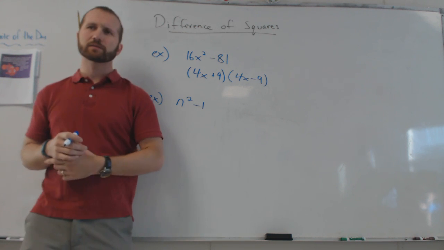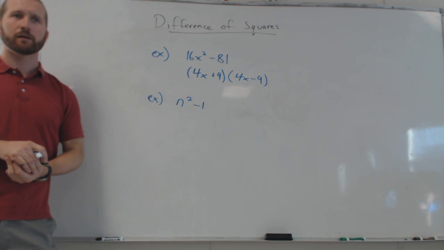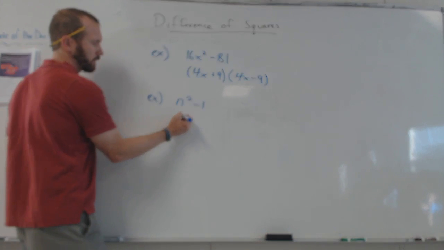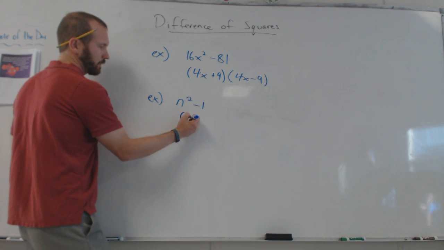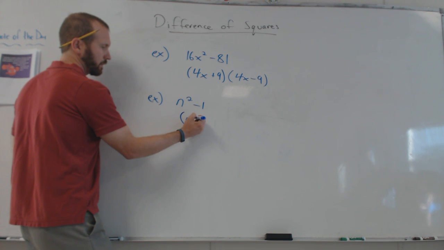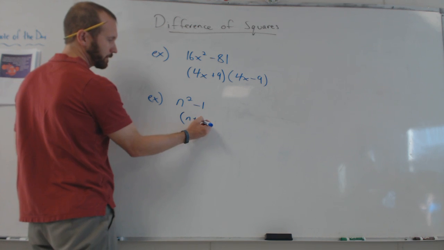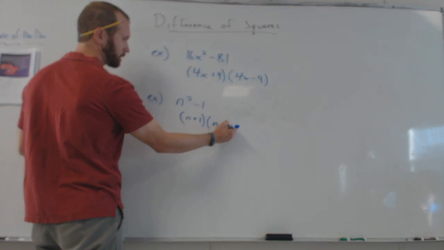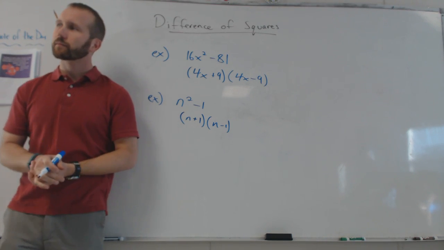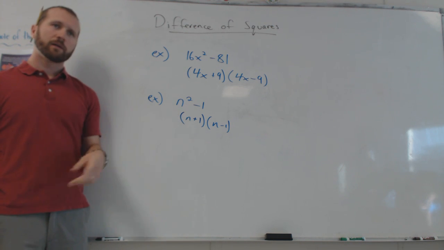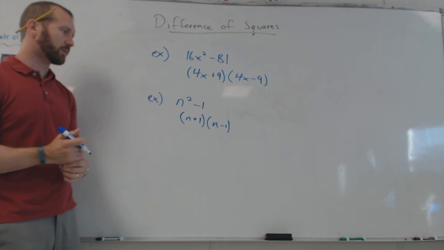Okay, n squared minus 1. Can you factor that? Wouldn't it be parentheses n plus the square root of 1? What is the square root of 1? 1. So it's just plus 1 and minus 1, because 1 times 1 is 1. So n plus 1 and n minus 1 is the factored form of n squared minus 1.